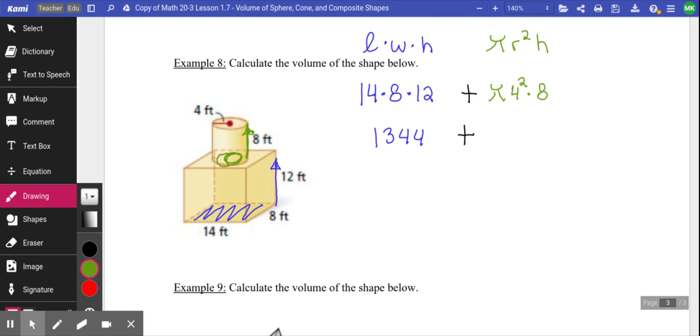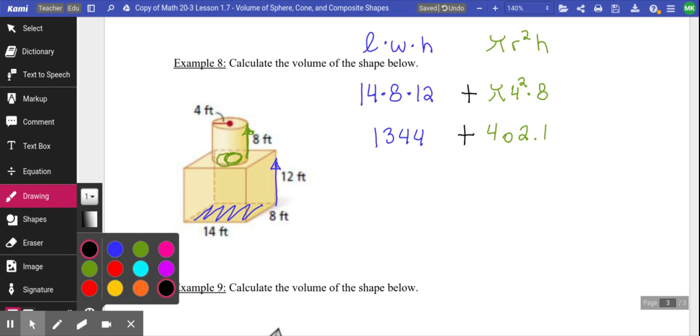You put that in your calculator, pi times 4 squared times 8, and you get 402.1. When you add those numbers together, you get your final answer of 1746.1. And that's feet cubed.